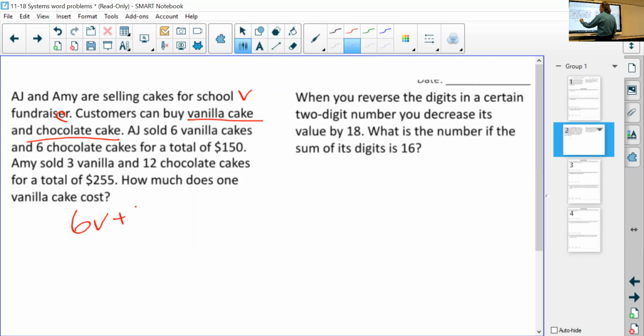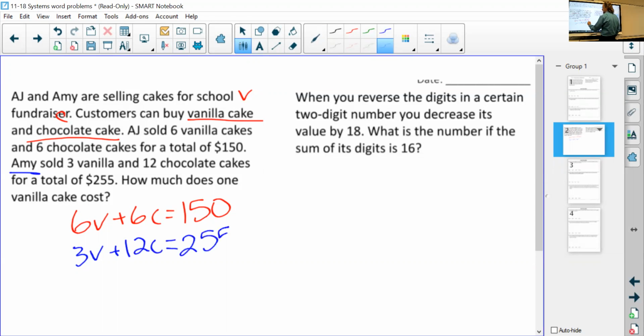6 chocolate cakes, so 6C, equals, how much money did he make? $150. Then our second person, Amy, sold 3 vanilla, so 3V, 12 chocolate, plus again, and she made $255. And we want to know how much does 1 vanilla cake cost. So I don't even need both variables. I just need to know what is V.